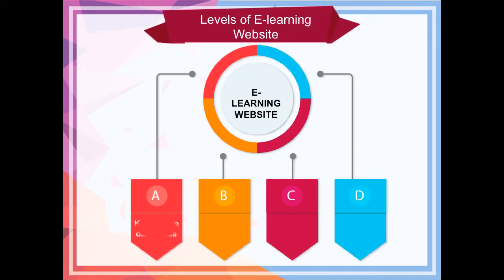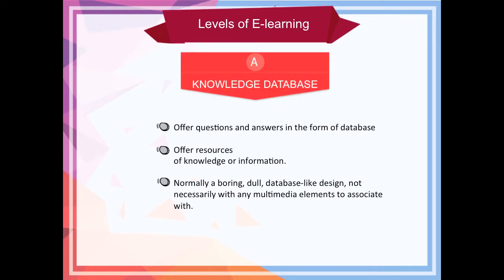And the levels of e-learning websites include, firstly, knowledge database, secondly, online support, thirdly, asynchronous training, and lastly, synchronous training. These are a few levels of e-learning websites.